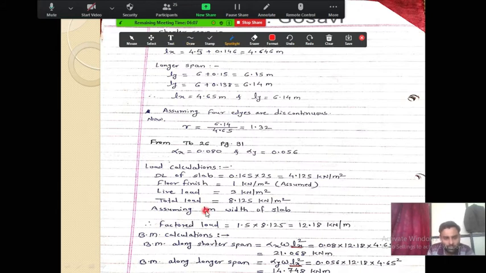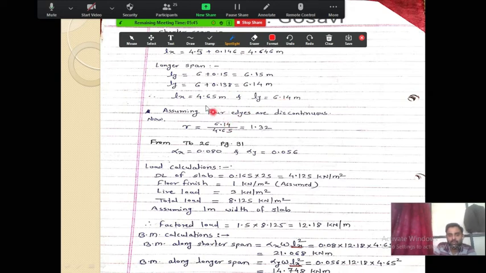For the bending moment calculation, what is written over here? Bending moment along the shorter span is equal to alpha x w lx square. Bending moment along the longer span is equal to alpha y w lx square. So for that, first we have taken the ly by lx ratio. Let that ratio be r, ly by lx.